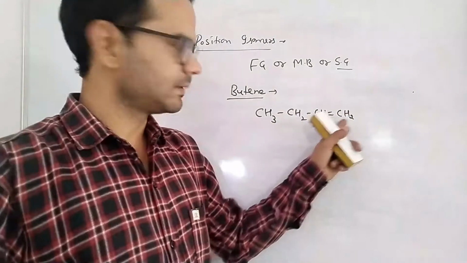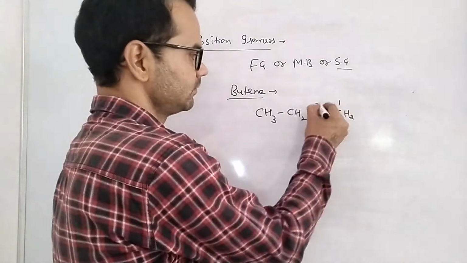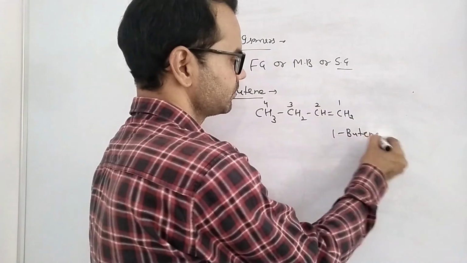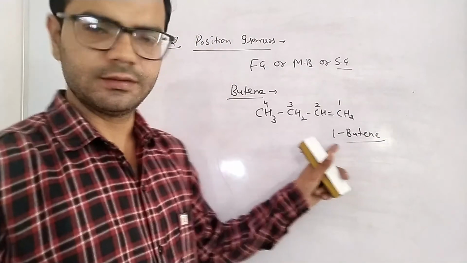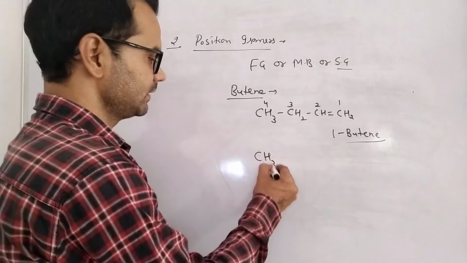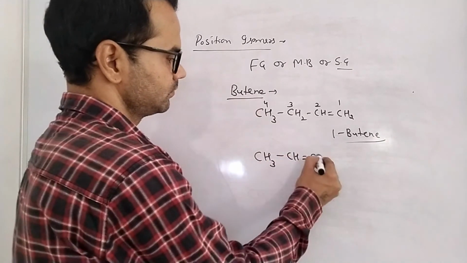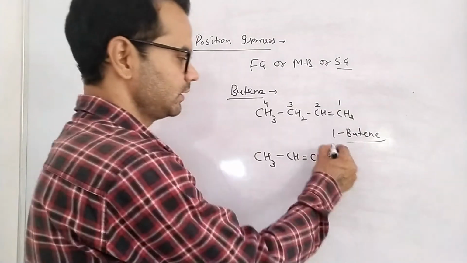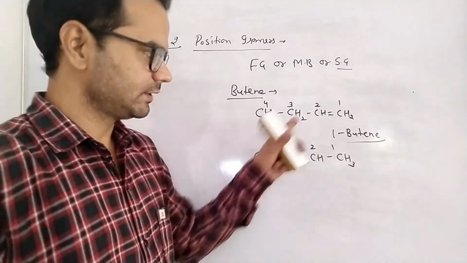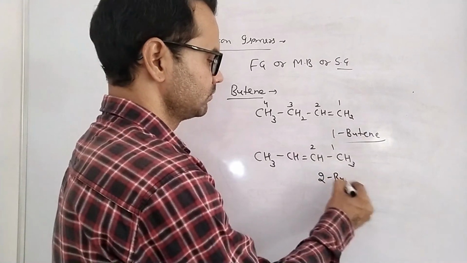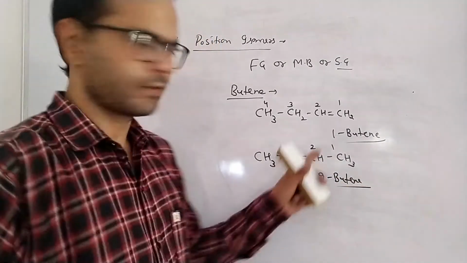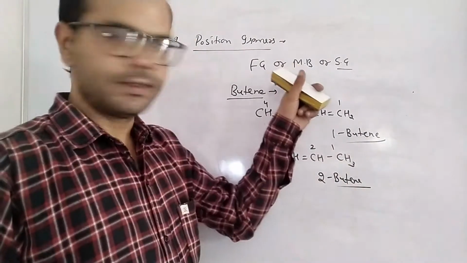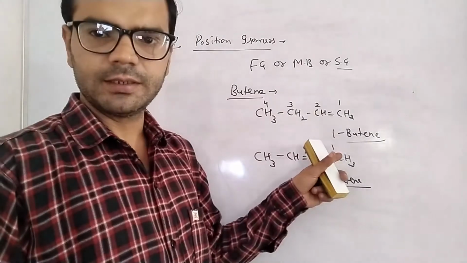We can say the double bond is present at the first carbon. So this is 1-butene. But if the double bond is present at the second position, it is called 2-butene. So this is a different position of a multiple bond.